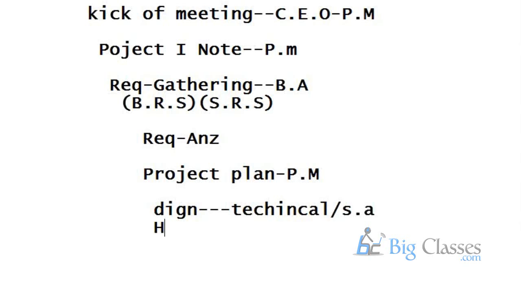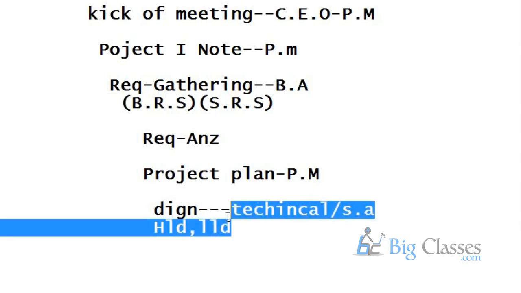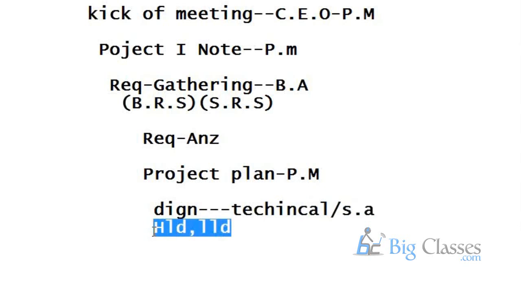They can design two types of documents. One is HLD, the second one is LLD. HLD stands for high level design, LLD stands for low level design. The outlook of the project is called high level design. The inner look of the project is called low level design. What is outlook? What is inner look?